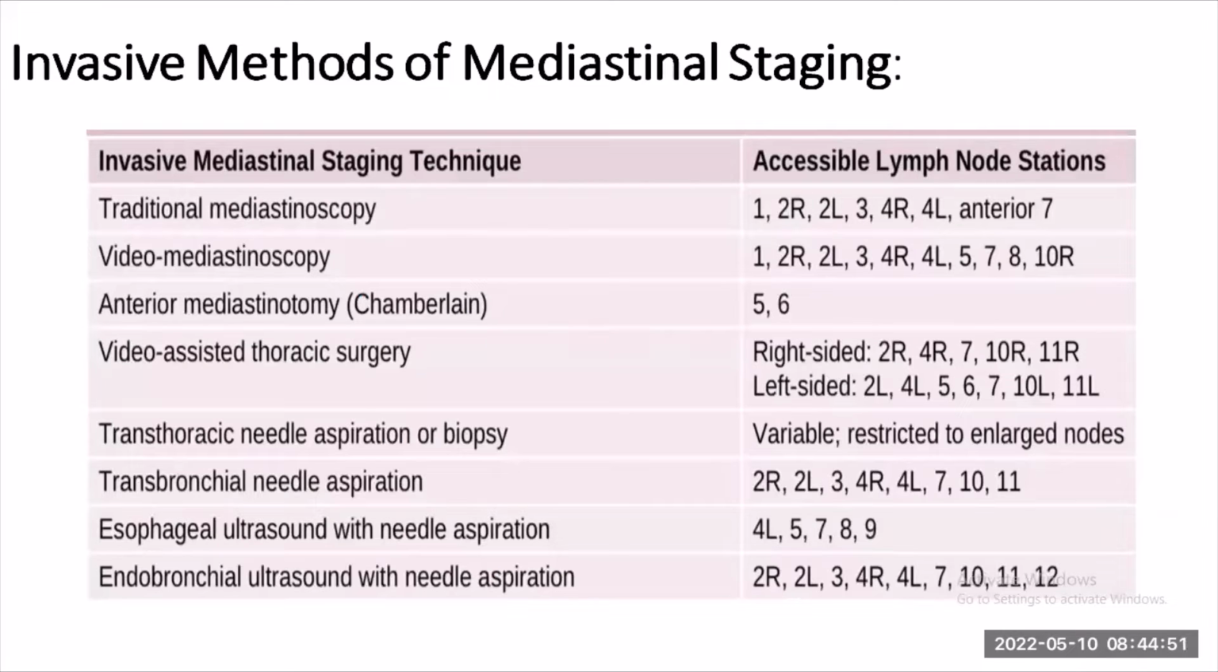There are multiple invasive methods for mediastinal staging, like traditional mediastinoscopy, video mediastinoscopy, video assisted thoracic surgery, transthoracic needle aspiration or biopsy, and recently endobronchial ultrasound with needle aspiration is also used. They have limitations in accessing the lymph node stations as well. By the current standard, EBUS with needle aspiration is considered the first investigation to be done if mediastinal staging is required, and it has a false negativity rate of around 20%.